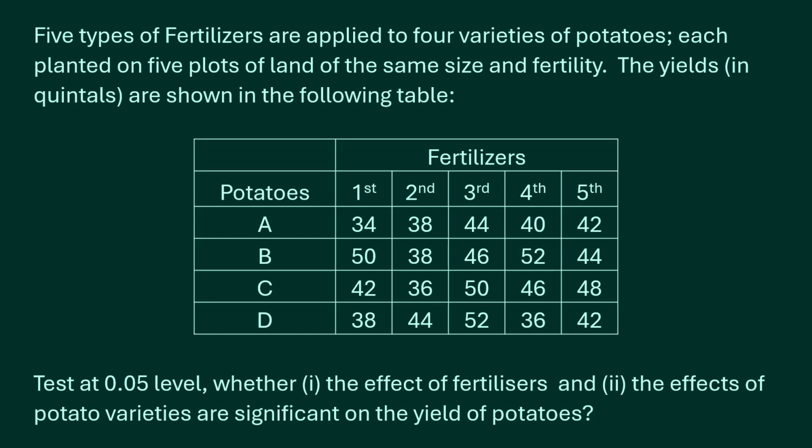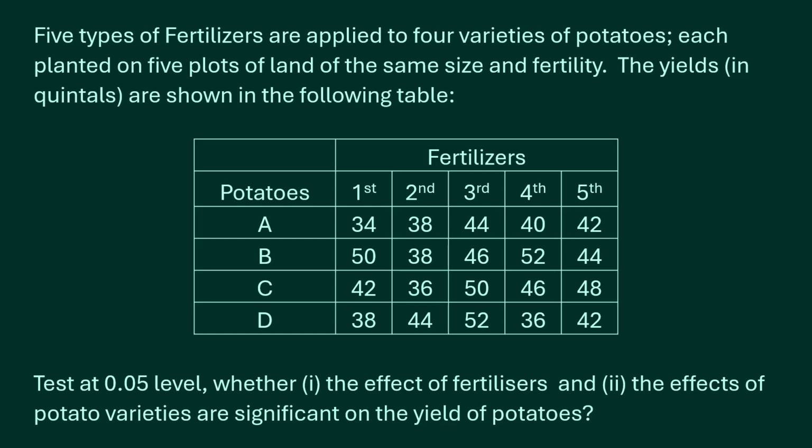First type fertilizer 34, 50, 42, 38. Second type 38, 38, 36, 44. Third type 44, 46, 50, 52. Fourth type 40, 52, 46, 36. Fifth type 42, 44, 48, 42.